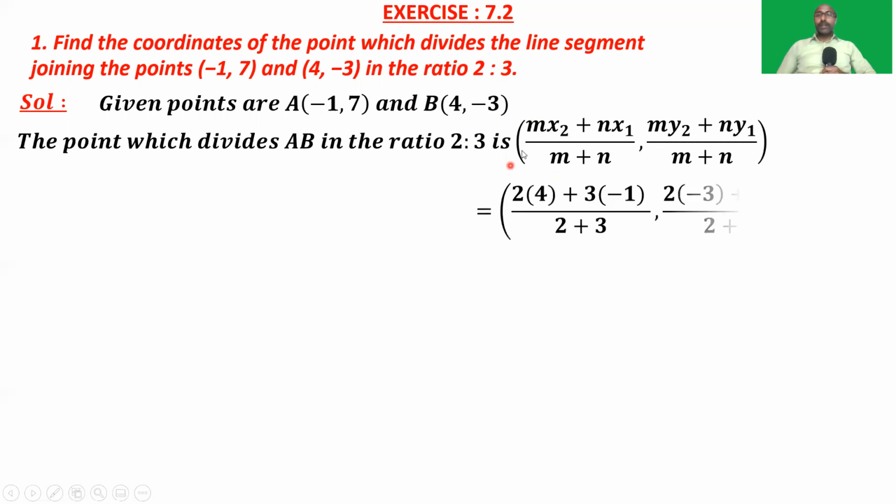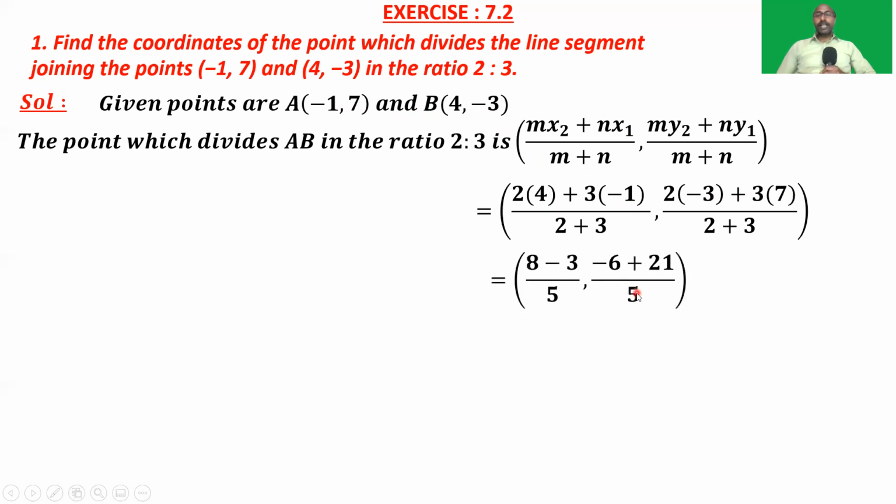Then we get m is 2 into x2 is 4 plus n is 3 and x1 is -1 by m plus n, 2 plus 3, as well as m is 2 and y2 is -3 plus n is 3 and y1 is 7 by m plus n, 2 plus 3. So from this we can write 2 4s are 8 plus 3 into -1 is -3, 2 minus 3 is -6 plus 7 is 21. So that is 8 minus 3 by 5, minus 6 plus 21 by 5, which is equal to 5 by 5 and 15 by 5, and is equal to 1, 3.